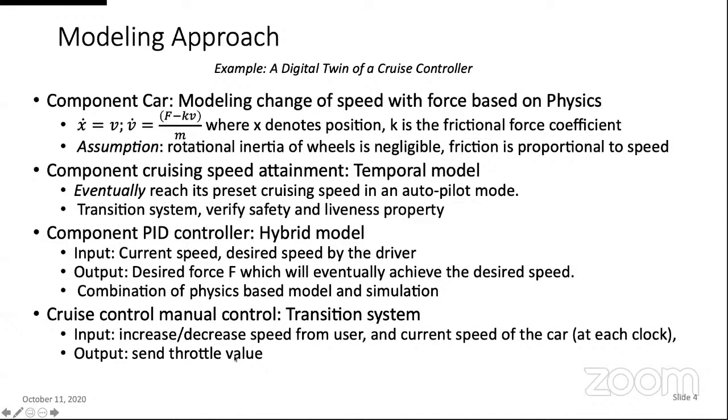Suppose you want to do more of a manual control. Assume that you have a cruise control with plus and minus buttons, and you are increasing and decreasing the speed from the user. Then how do you model that? Of course, assuming that you are getting the speed of the car from the sensor, and you are sampling the speed at every clock, maybe 1 second, 2 seconds, whatever it is, the moment you start sampling at each clock, it becomes more of a discrete model.